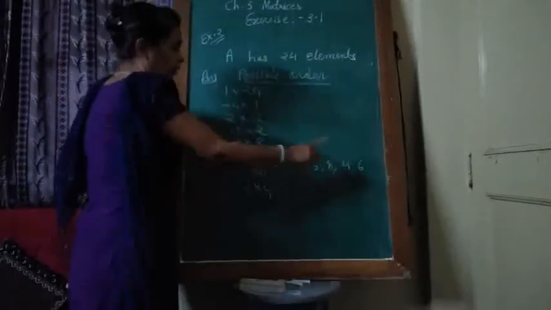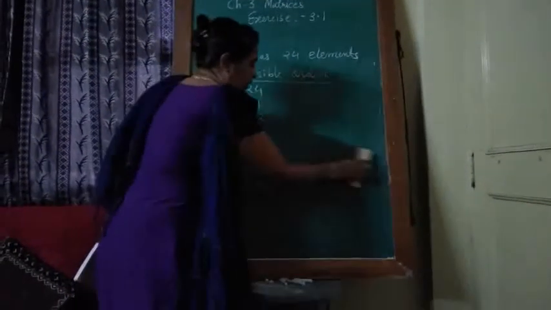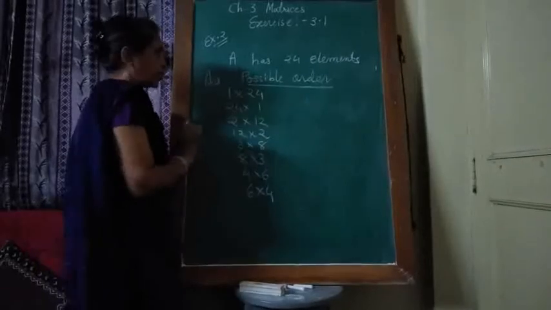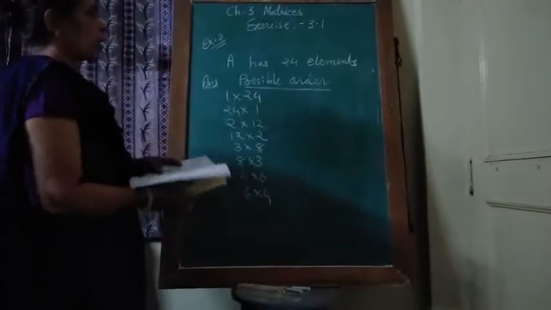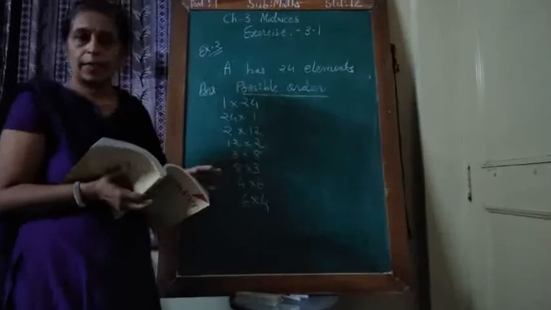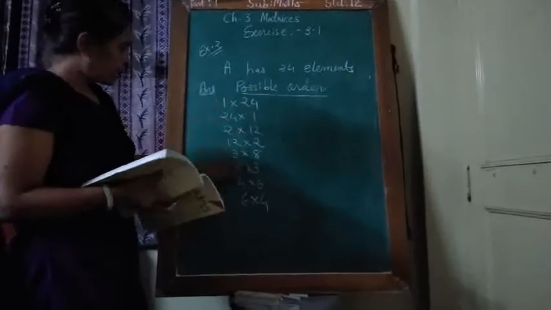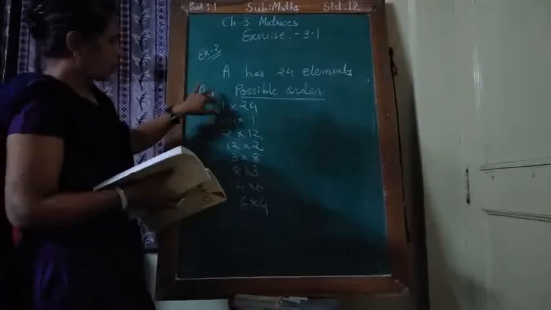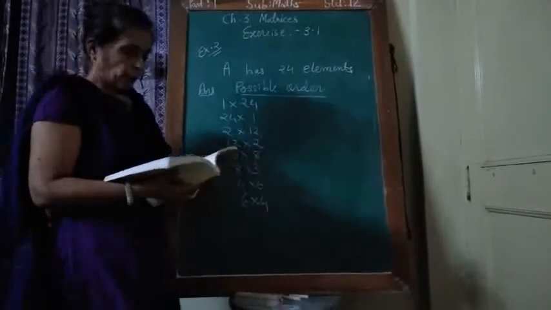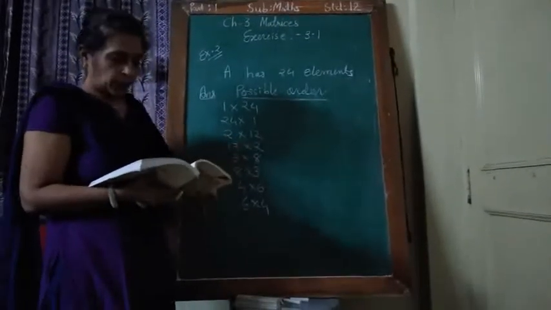So in rough work you have to write all the factors of 24 and then write the orders this way. This is the answer for the possible orders of these 24 elements. This matrix A may have any one of these orders. Clear? So A has this many possible orders.